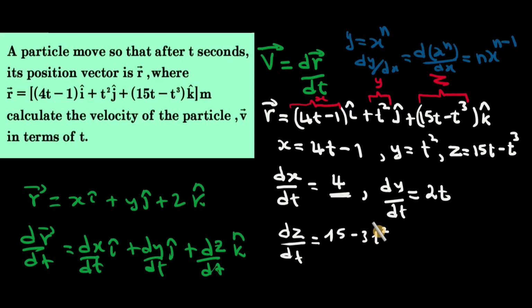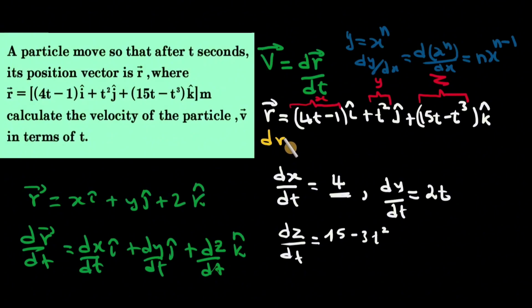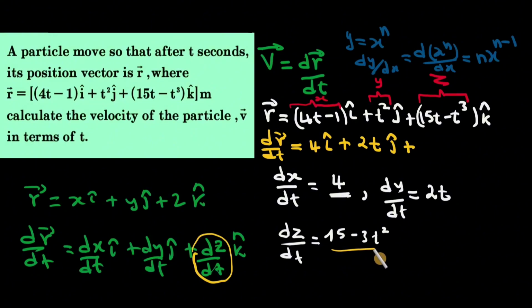So I need to use these three components that I've differentiated in this formula. That is, dr with respect to time is equal to dx/dt i. That is the x component. So I'll just copy dx/dt, which is 4, and I bring down the i, plus dy/dt, which is 2t here. So I copy 2t and write the j component, plus dz/dt, which is 15 minus 3t squared. So I copy it here, that is 15 minus 3t squared, and I write the k component. So this is the differentiation of r with respect to t.